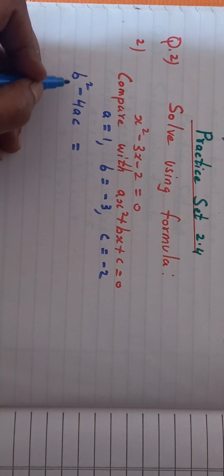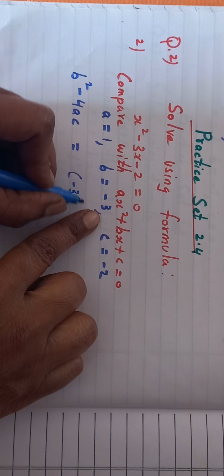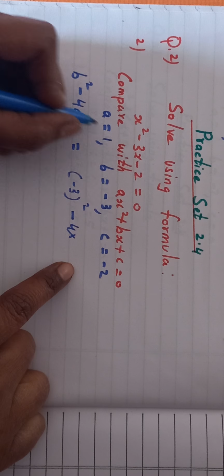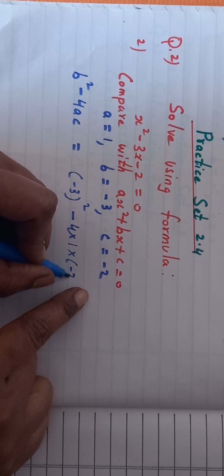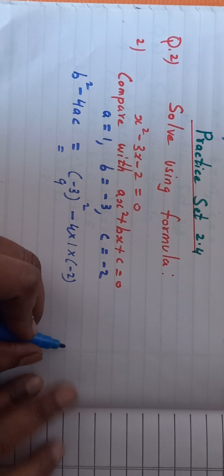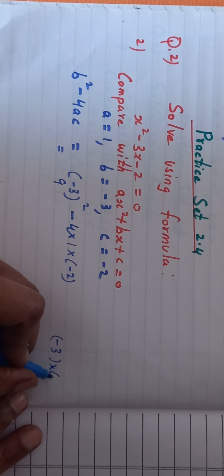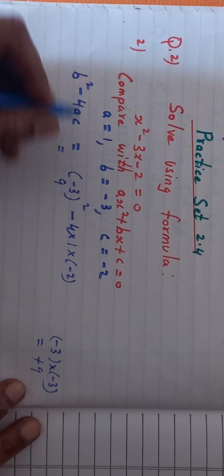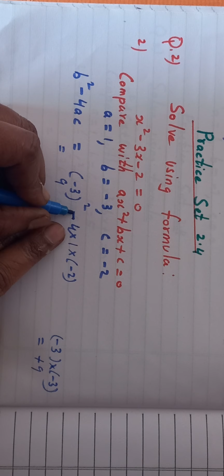is equal to, now B is minus 3, substitute, square, minus 4 into A is 1 into C is minus 2, put it in bracket, which is equal to minus 3 square is 9. Minus 3 square means minus 3 into minus 3. Minus into minus plus, 3 3s are 9. So we'll get 9.